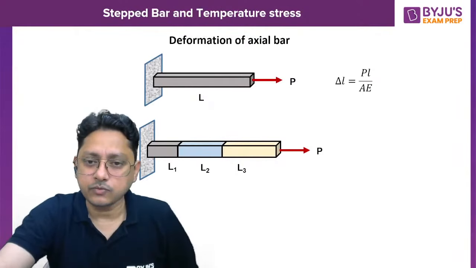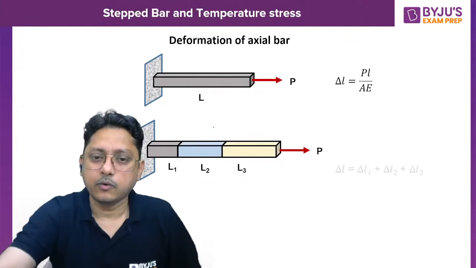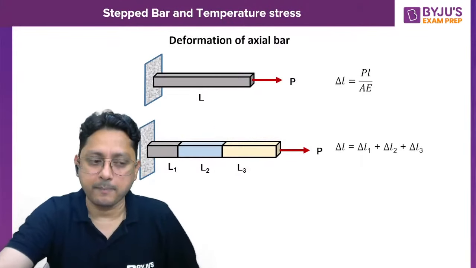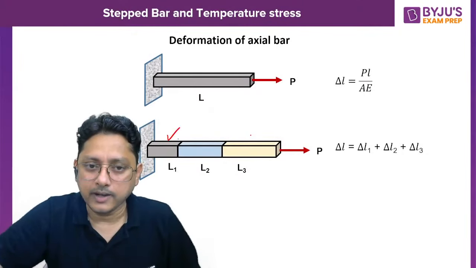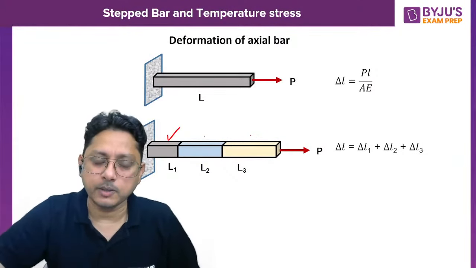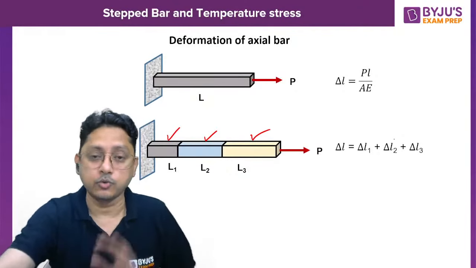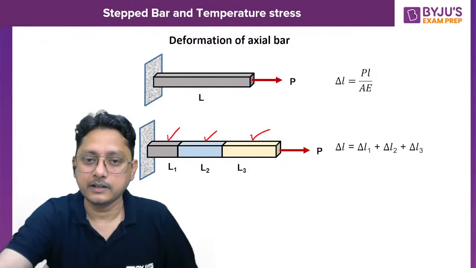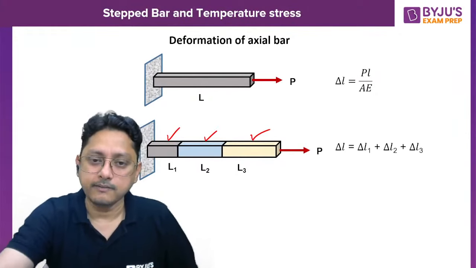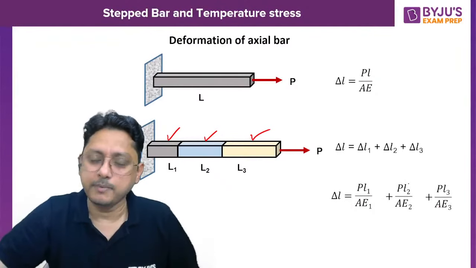As you can see, there is only one force acting at this location. So for all the bars, the same force P will be applied. The individual deformation for the bar of length L1, the individual deformation for the bar of length L2, and the individual deformation for the bar of length L3 will be added together to get the final deformation of the total bar. We are applying the method of superposition to get that. So simply, the individual deformations will be added.